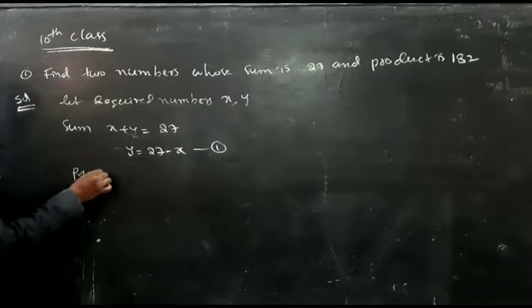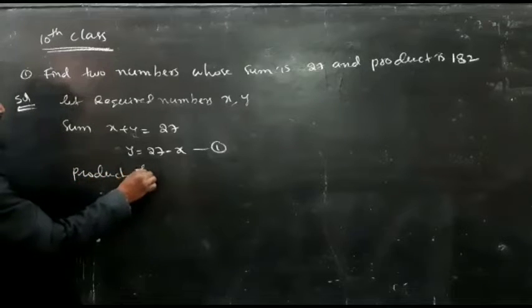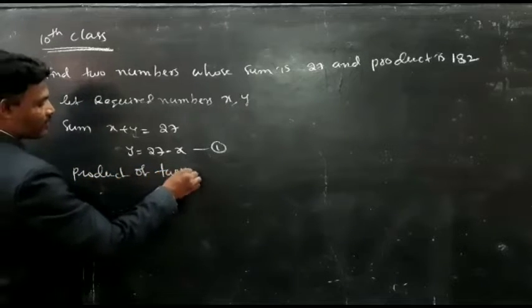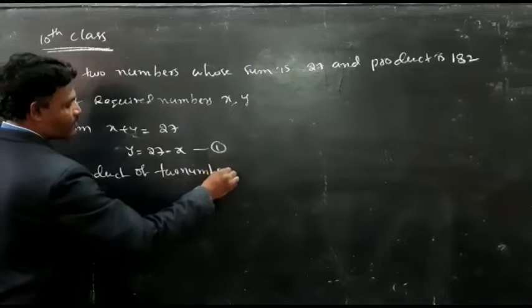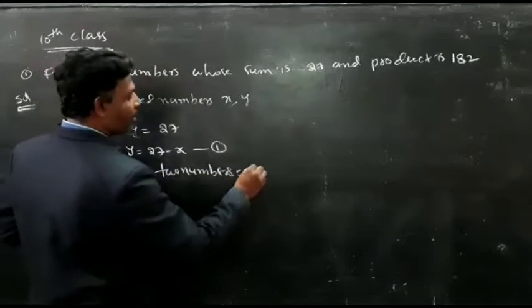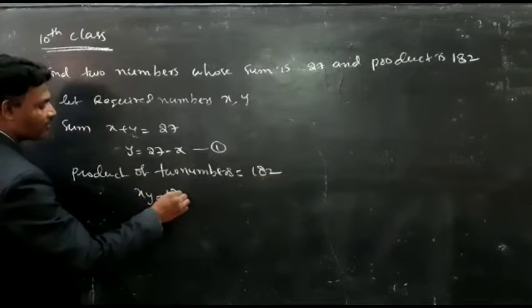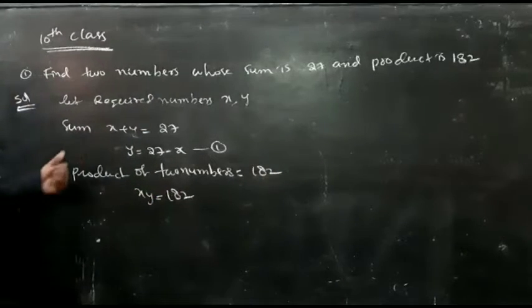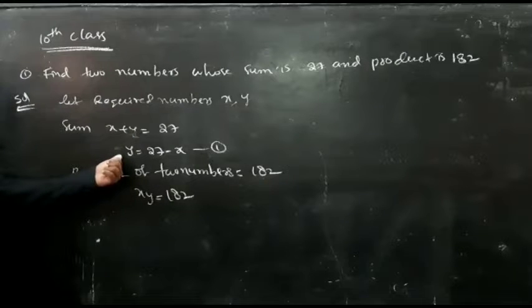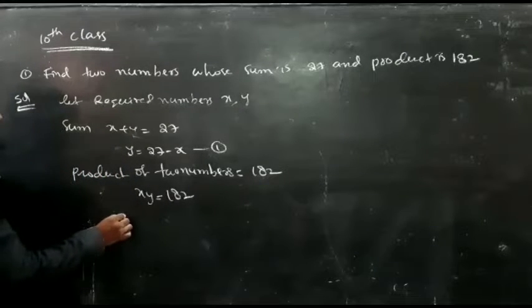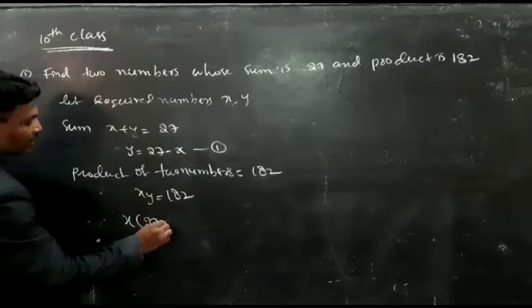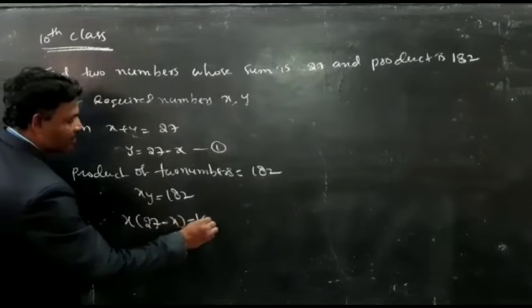Then what about the product of the two numbers? What is the product here? 182. It means xy is equal to 182. So from equation 1 we already know the value of y. x into 27 minus x is equal to 182.